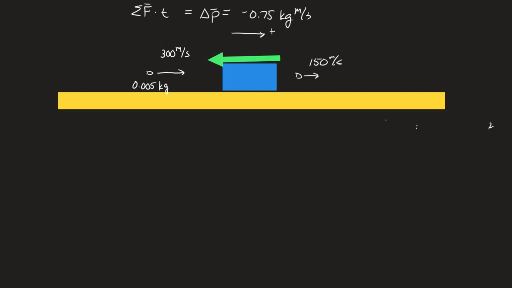Now I'm going to ask a very straightforward question, worth writing down. Is the bullet in contact with the block for a different time than the block is in contact with the bullet? Say it again: is the bullet in contact with the block for a different time than the block is in contact with the bullet?